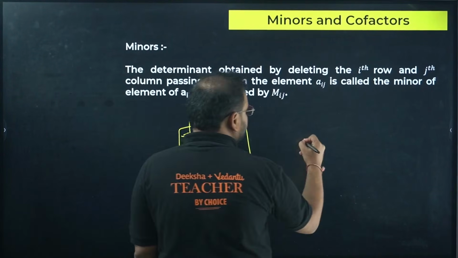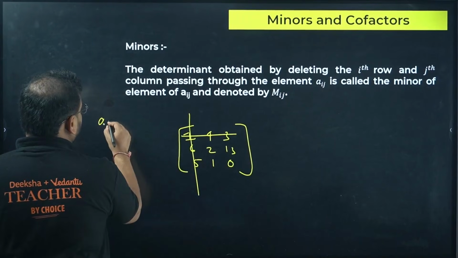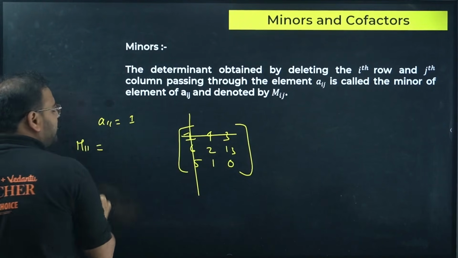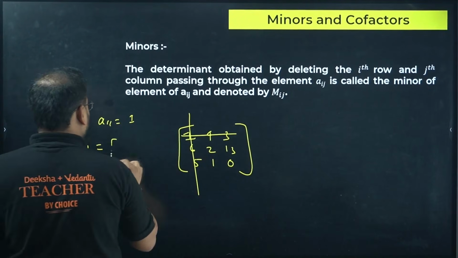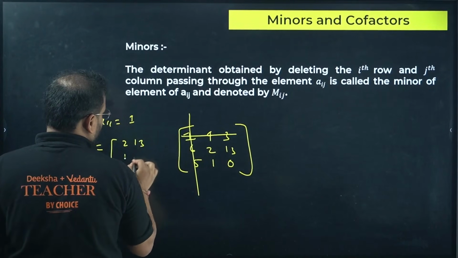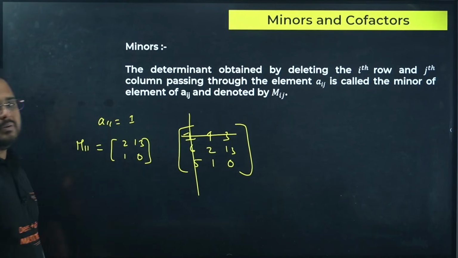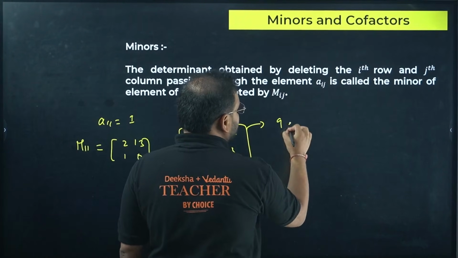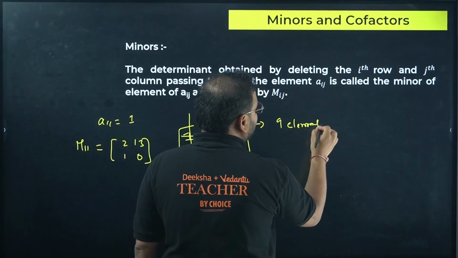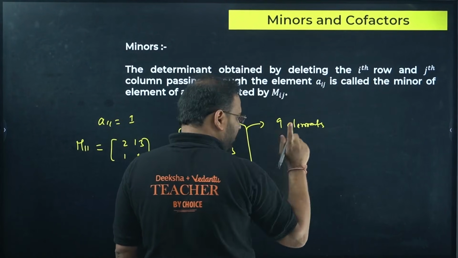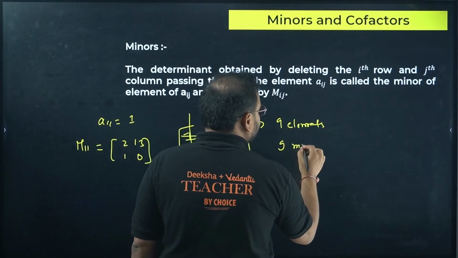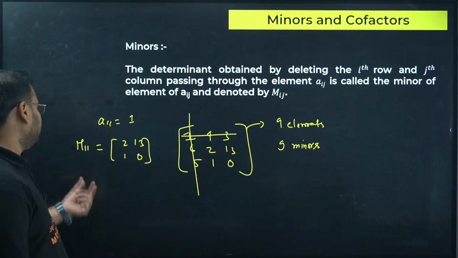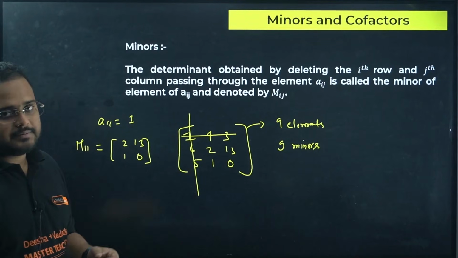So if you remember, your A11 is 1 and your M11, the minor of the first element, will be 2, 13, 1 and 0. That's my minor. In the same way, how many elements are there over here? A total of 9 elements. So for each element you'll have 1 minor, so you get a total of 9 minors. And the symbol to write a minor is M11. Clear?